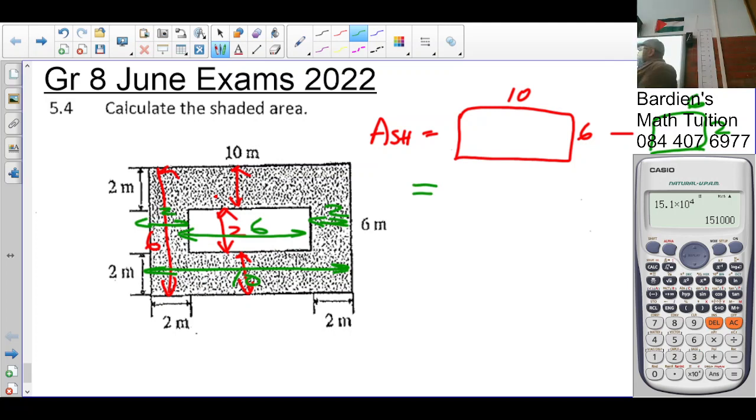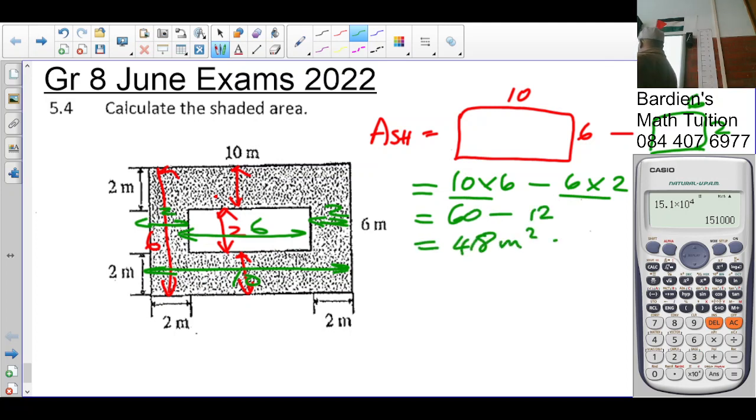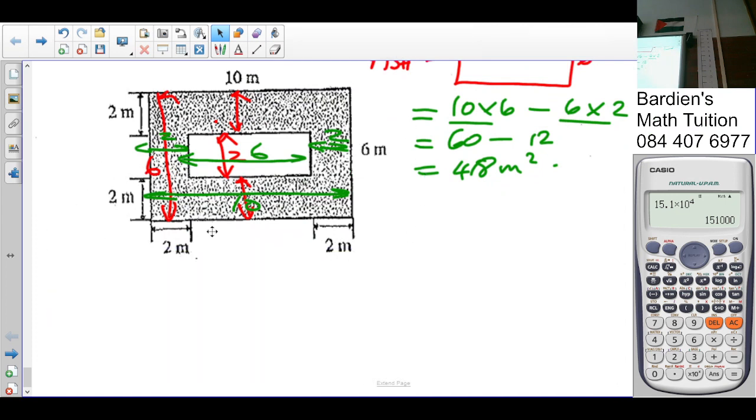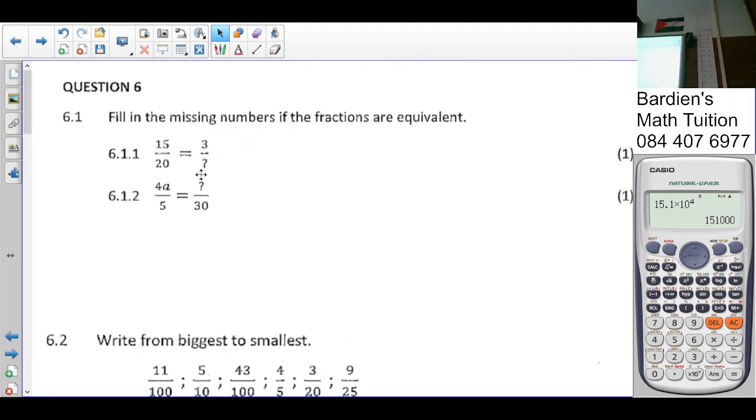Remember, it's the area. How do you calculate the area of a rectangle? It's length times breadth. So the length here is 10, my breadth is 6, minus 6 times 2. Multiplication first, so it's 60 minus 12, which is 48 meters squared. You all okay with that?